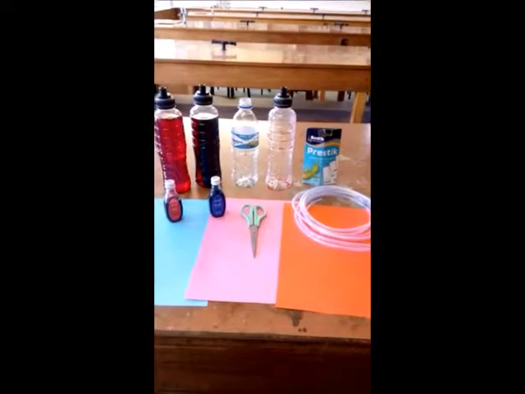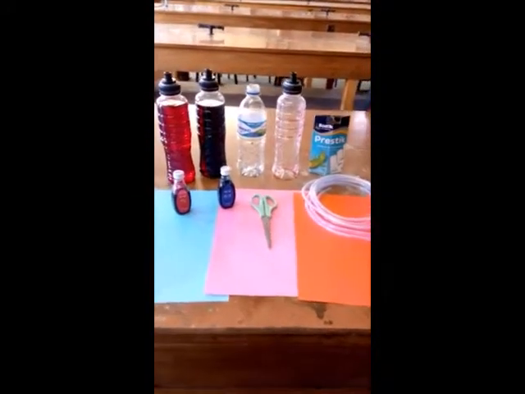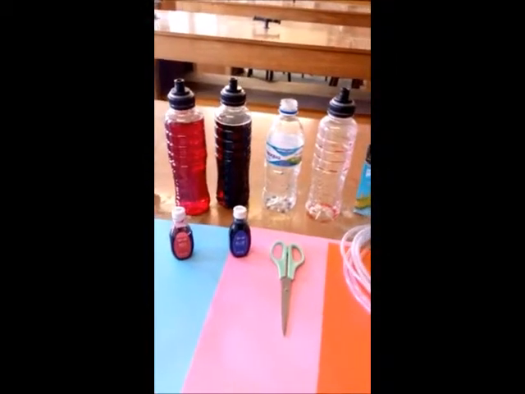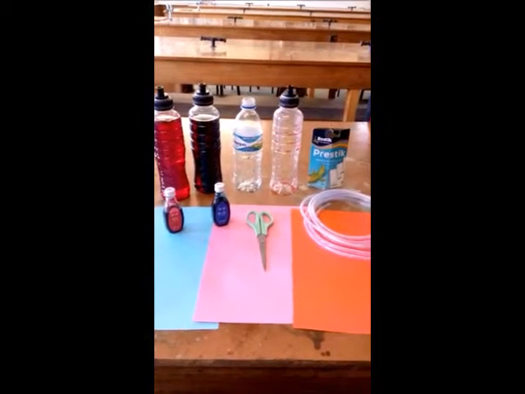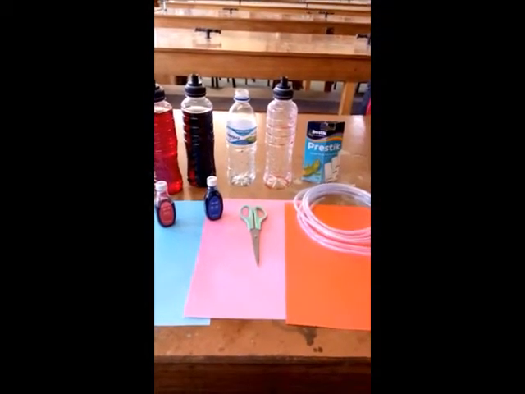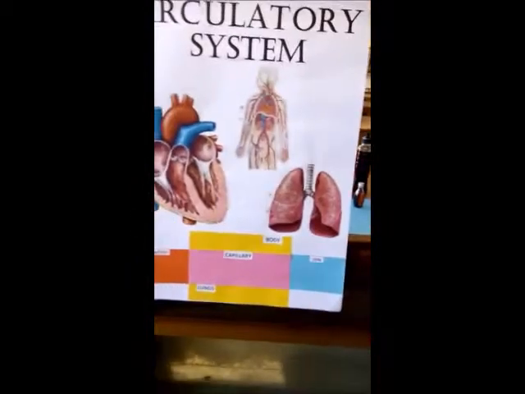To illustrate the circulatory system, we have 4 water bottles, red food coloring for oxygenated blood, blue for deoxygenated blood, 3 meters of plastic tubes for the vessels, coloring paper, scissors, press stick and diagram.